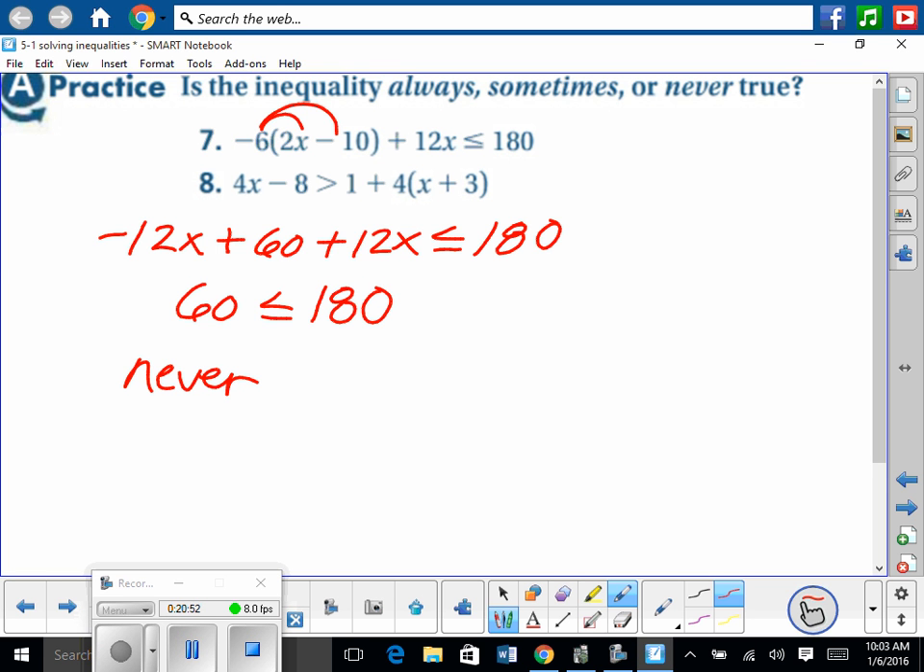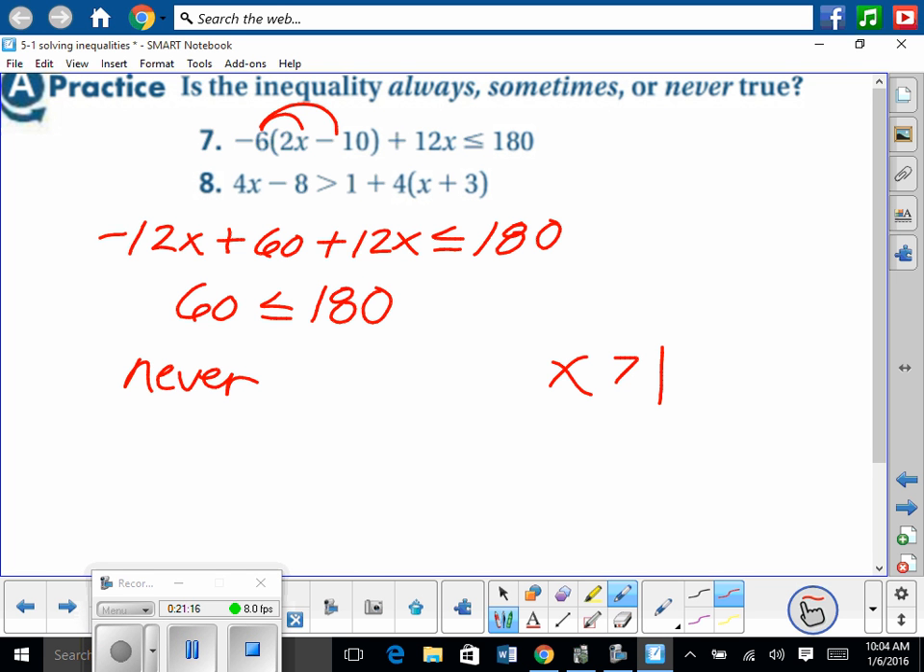Does that make sense? But let's say, so I'm not going to do another example, but let's say that we solve this and we got x is greater than 1. This would be considered sometimes, because think about it. If I put a 2 in there, is it true? If I put a negative 3 in there, is it true? No. So with something like this as an answer, we would say sometimes. It just depends on the x value. Does that make sense? True statement, not true statements, easy.